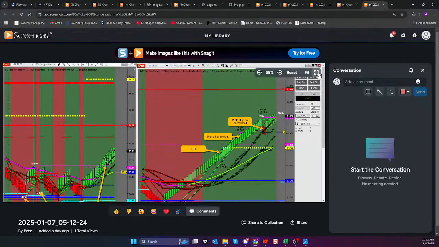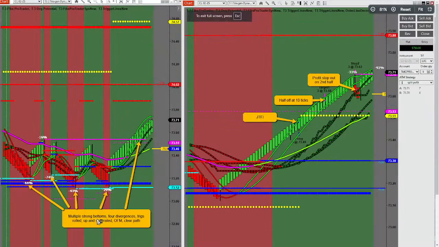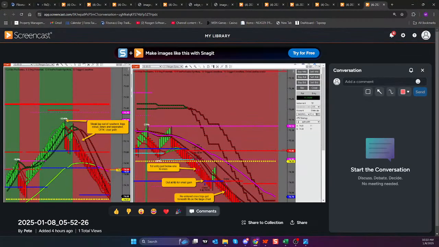All right, Pete. Pete says, multiple strong bottoms, all the divergences at fibs, it rolls, odds favorable, potential to break. Pete says, I'm just going to JTFI with all this momentum and nothing in the way. I'll take 3 off at 10 ticks because I'm in this to get paid. And then I'll get out if there's any sign of momentum wavering. And absolutely beautiful, Pete. Momentum and path.